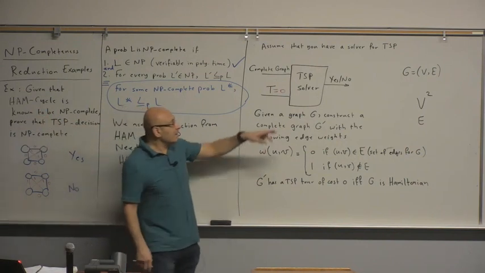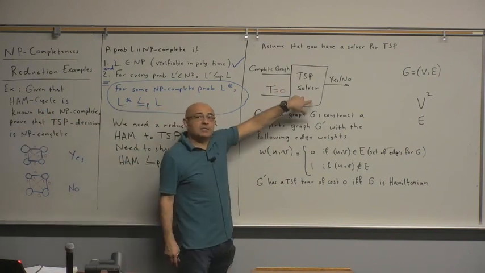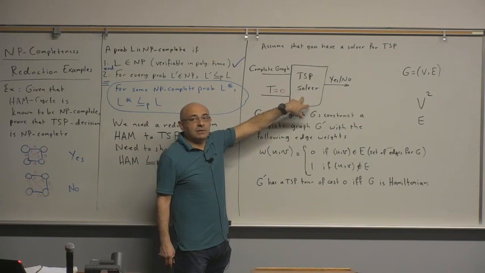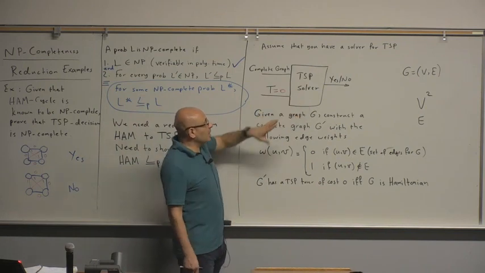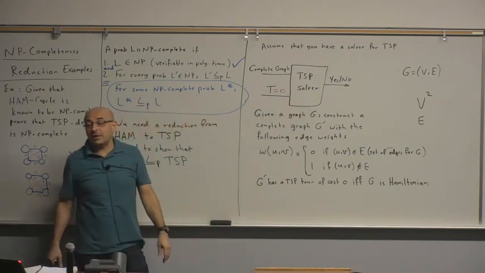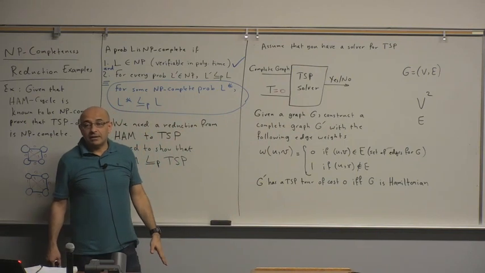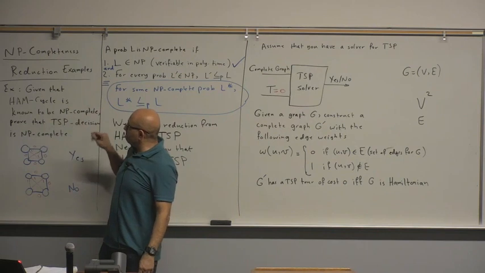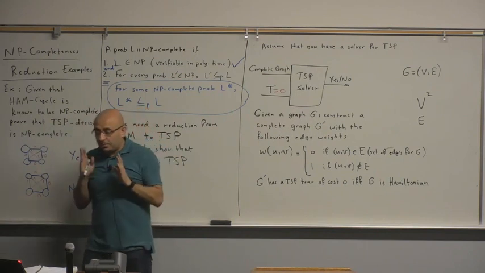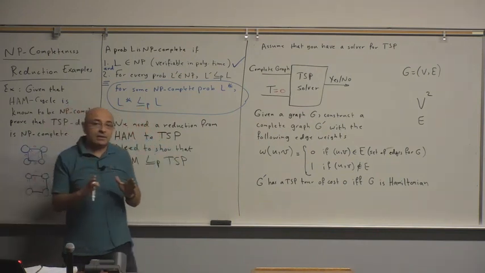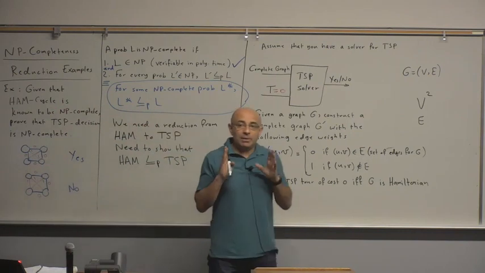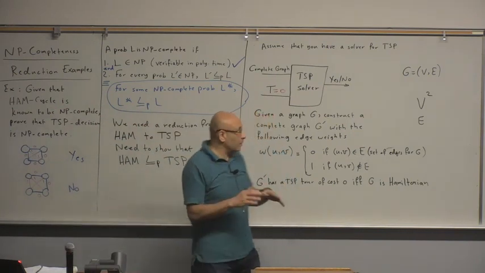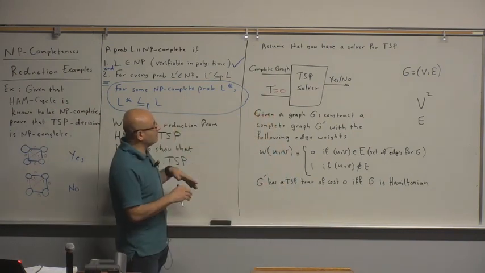Therefore, I cannot have a polynomial time solution for TSP solver. Okay, so you can think of this as proof by contradiction as well, right? So you are given that Ham cycle is known to be NP complete. So NP complete means it does not currently have a polynomial time solution. Nobody knows a polynomial time algorithm for solving it.